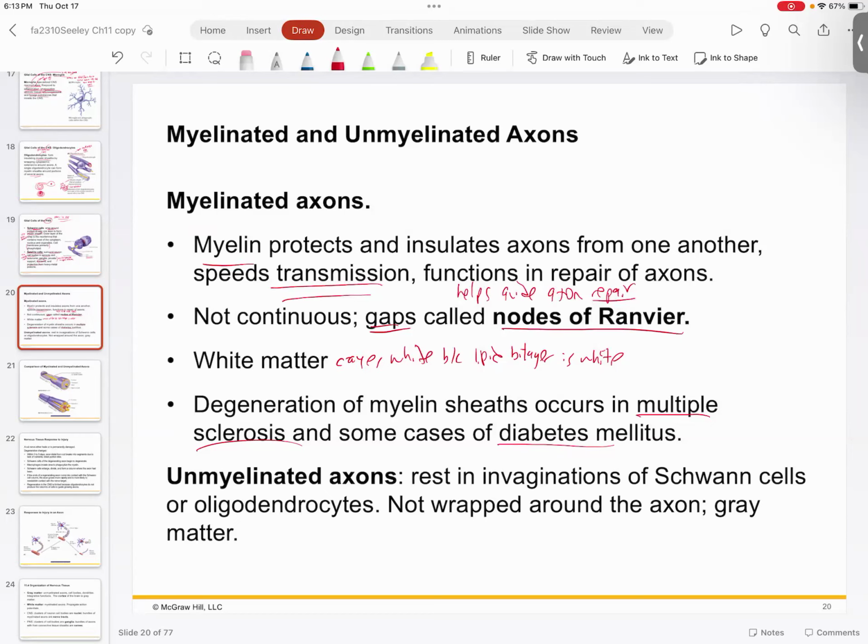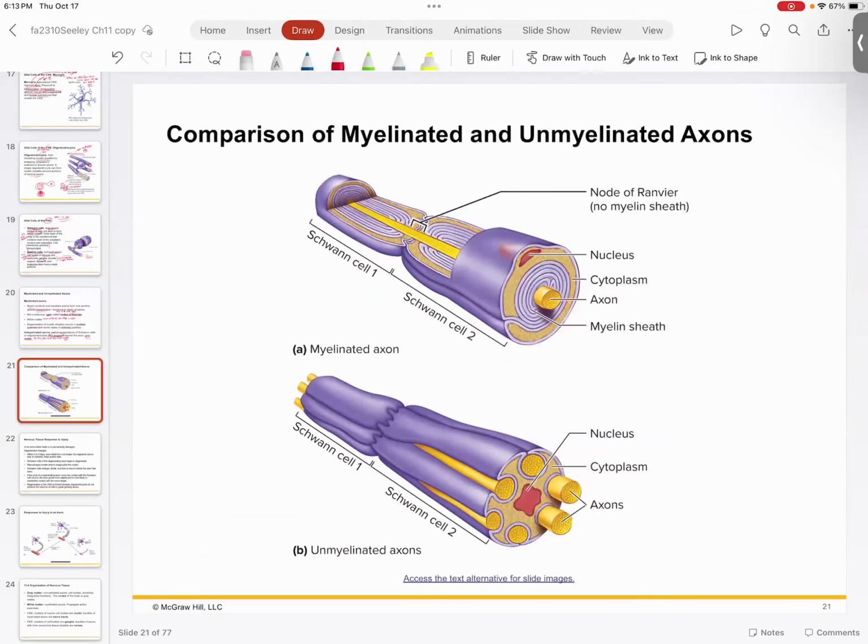Now, the unmyelinated axons typically are not wrapped. They'll be hanging out in little pockets of Schwann cells and oligodendrocytes, but they're not wrapped. That's the important thing around the axon. And so they have no myelin sheath. And as a result, they don't have that whitish appearance, so they're gray. If you don't have that white myelin, then you're not going to have that whitish appearance. And this is kind of what it looks like.